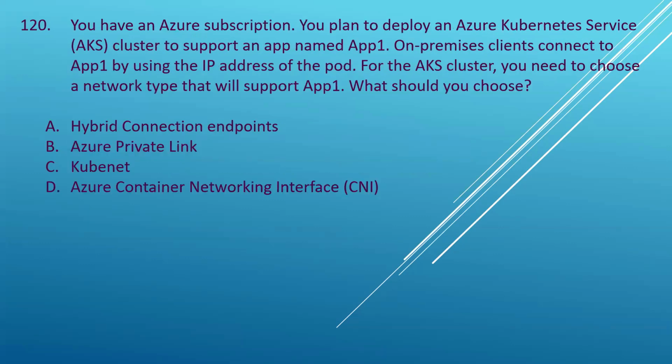Question number 120 of the series. You have an Azure subscription. You plan to deploy an Azure Kubernetes Service (AKS) cluster to support an app named App1. On-premise clients connect to App1 by using the IP address of the pod. For the AKS cluster, you need to choose a network type that will support App1.